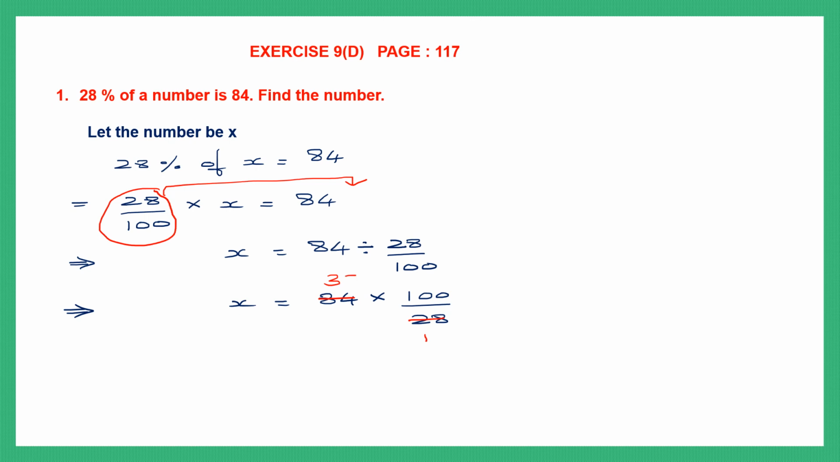Now all we have to do is multiply the numerators. 3 into 100 is 300. So now we have found the value of x. X is equal to 300. And what did we say x is? In the beginning itself we said let the required number be x. So we have found the number and the number is 300.